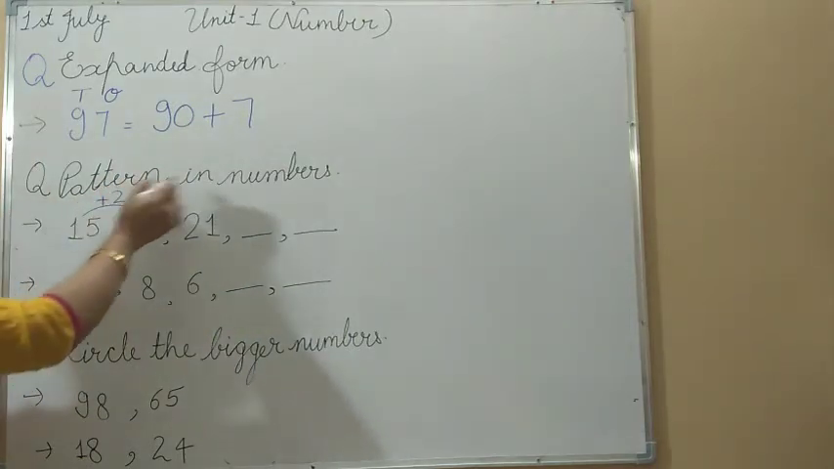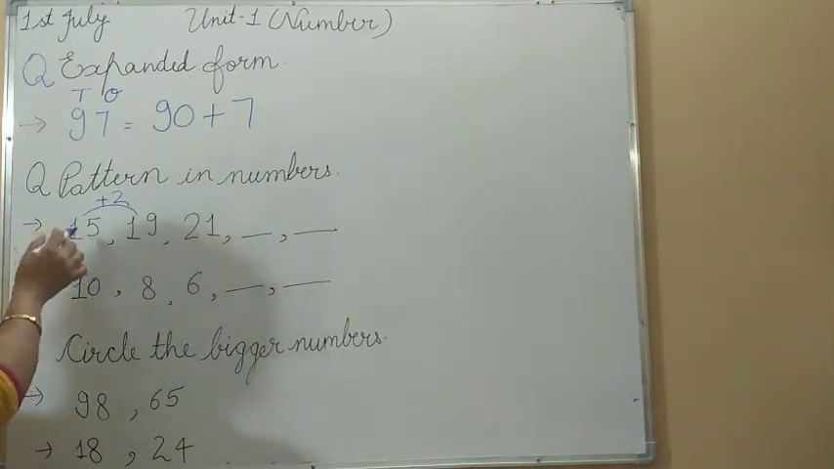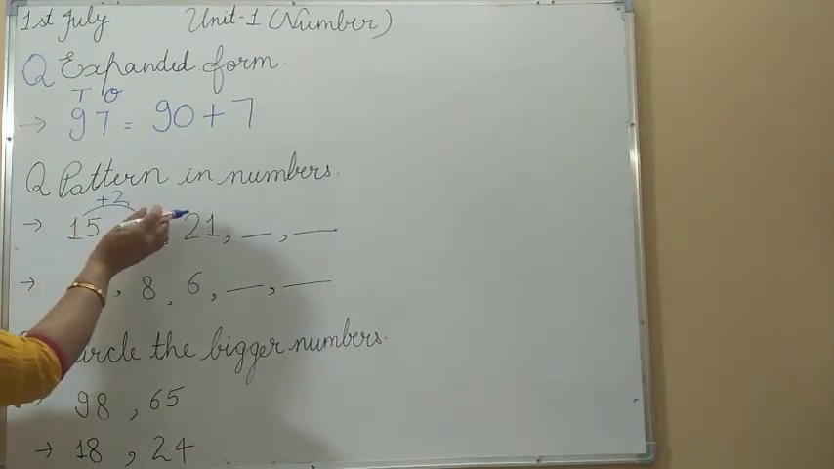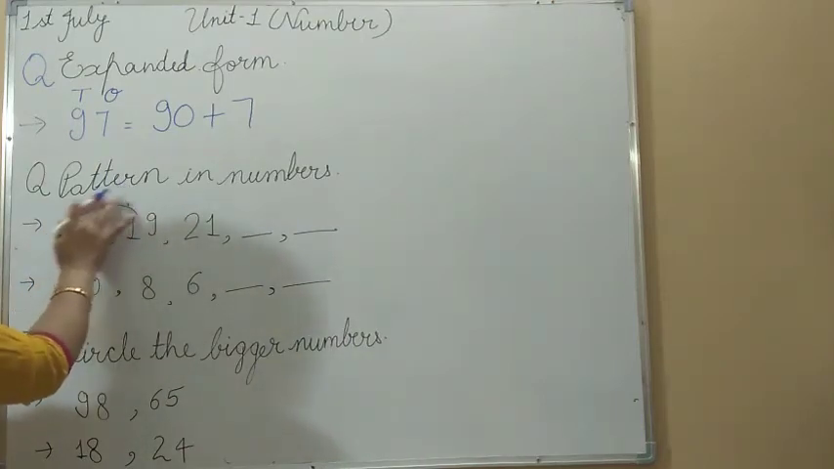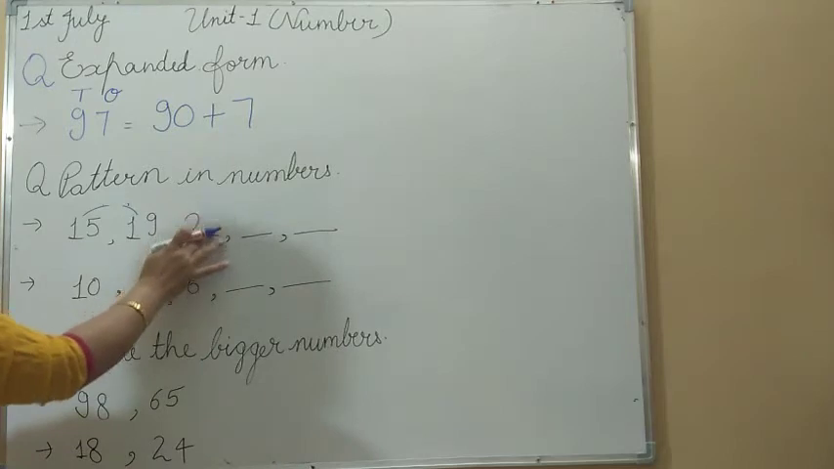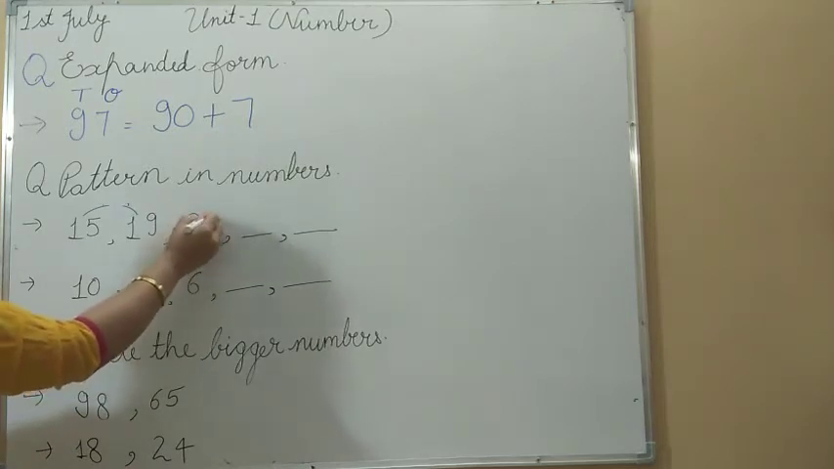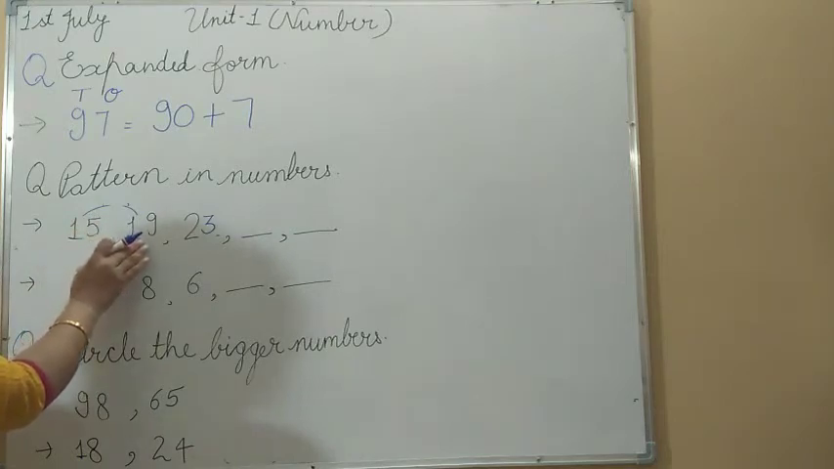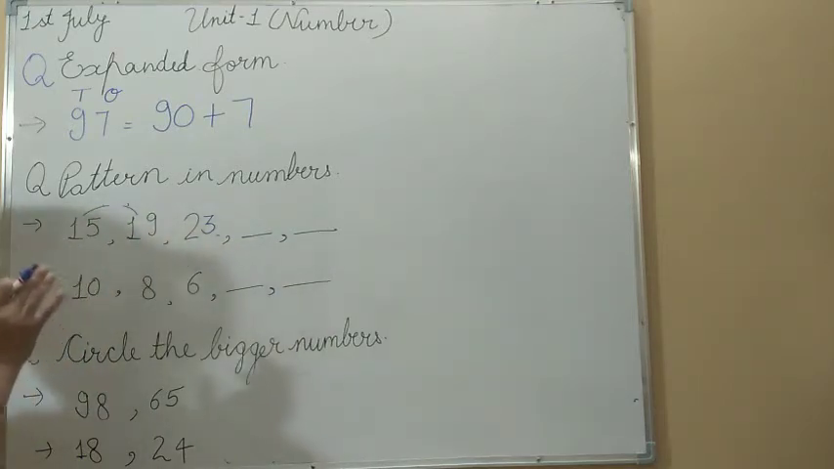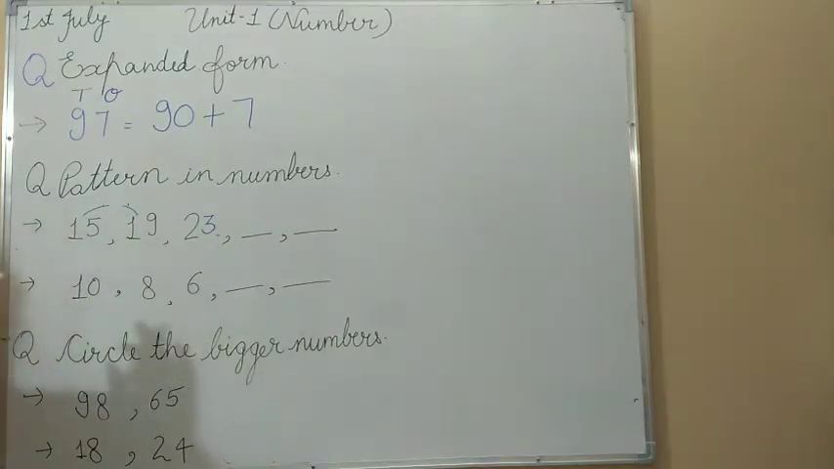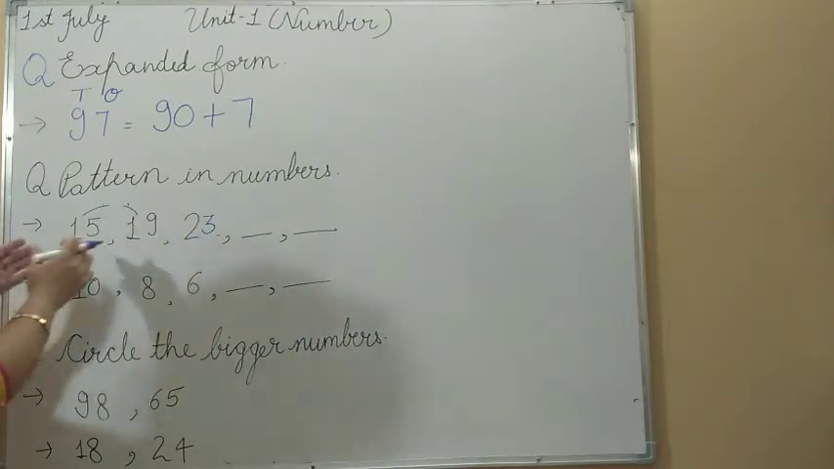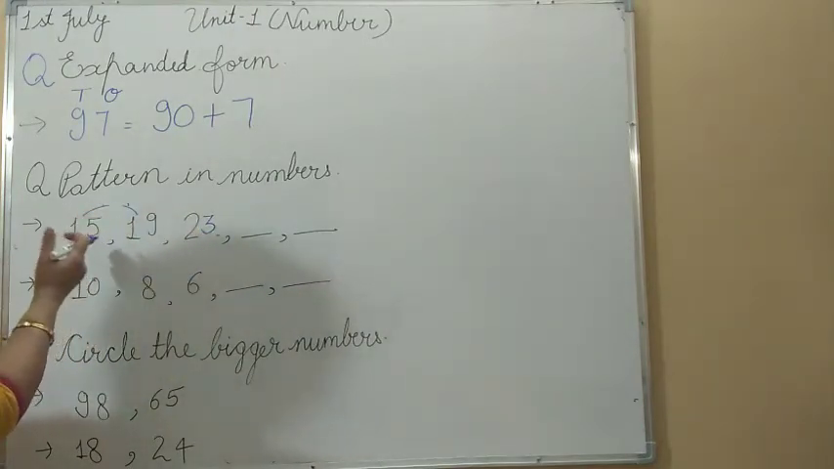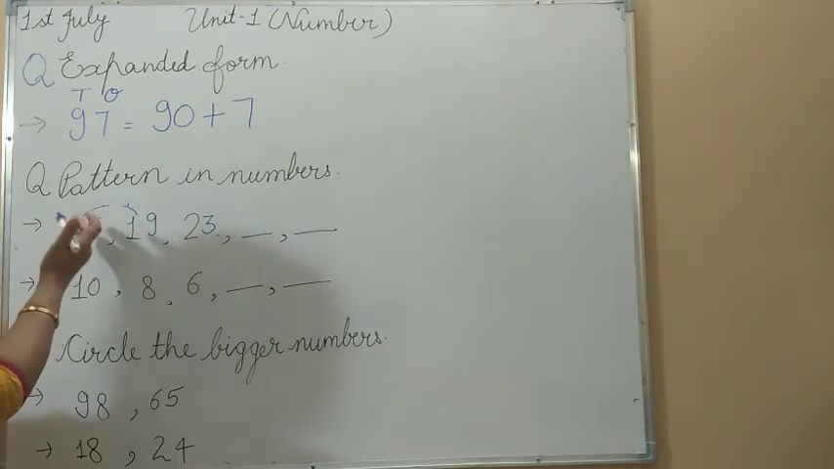Next is pattern in numbers. You have to find out the difference between these numbers. How much difference between them? Like 15, after that 19, after that 23. So how to find out? Firstly, we will find whether these numbers are increasing or decreasing. These are increasing. So how much gap between them?